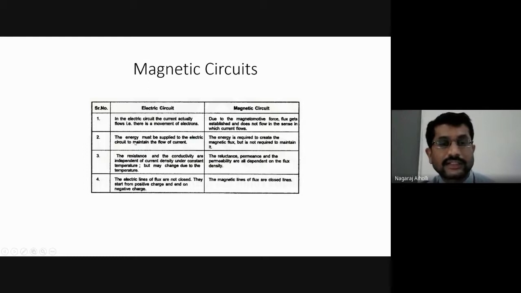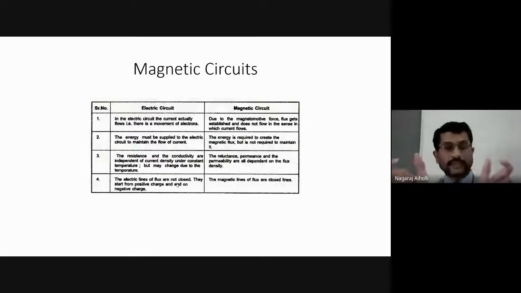In electric circuit, the energy must be supplied so as to maintain the flow of current. But in magnetic circuit, we are not maintaining the flux; we are creating the magnetic flux. Then resistance and conductivity change due to temperature in electric circuit, whereas the reluctance, permeance, and permeability depend on the flux density in magnetic circuits. Then electric lines of flux are not closed. If you consider the electric lines of flux between positive and negative charges, the electric flux goes from positive to negative, but not from negative to positive. It is not closed.